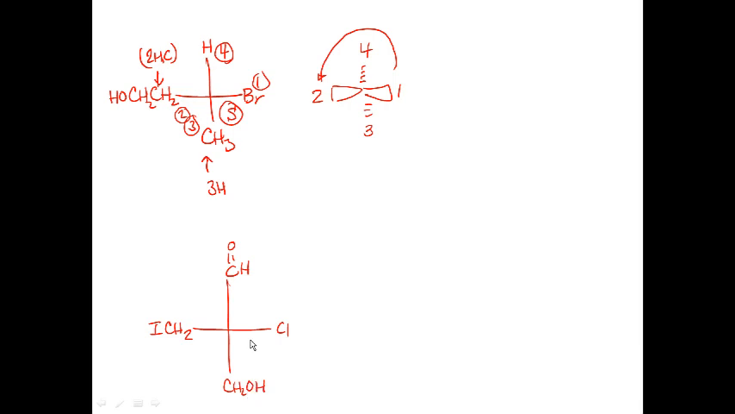Let's make it a little more difficult. Can you determine the R and S configuration for this structure? Okay, if you want to stop the tape, try it, see if you were right. I mean, you got a 50-50 chance of getting it right. It's either R or S.